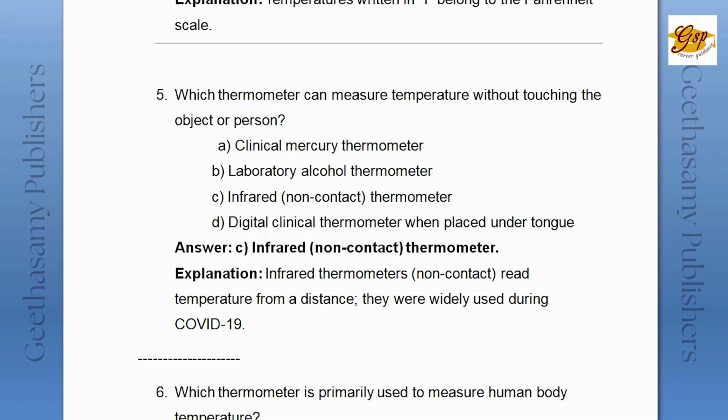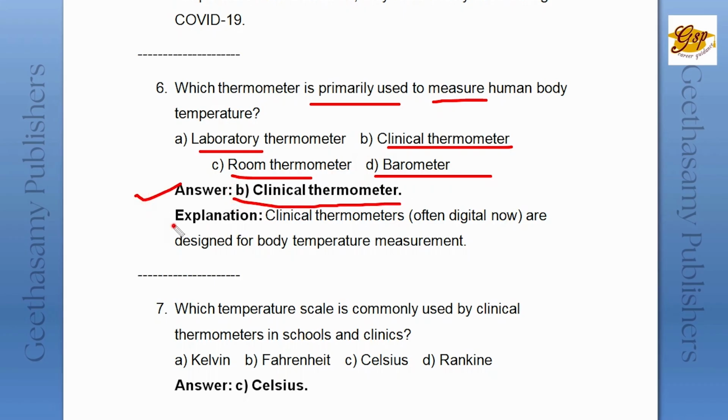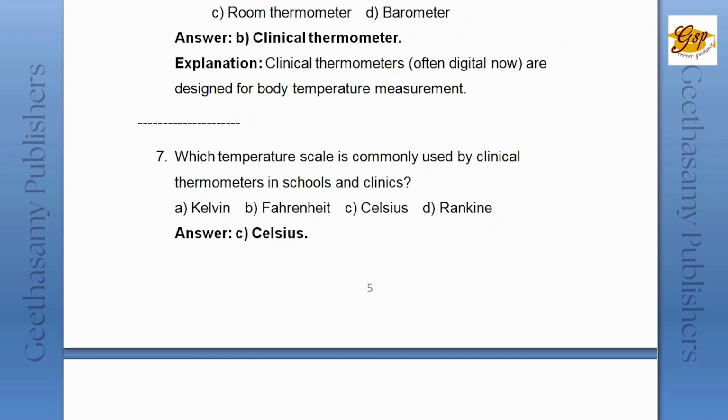It's very, very important. Then sixth question, which thermometer is primarily used to measure human body temperature? Laboratory thermometer, clinical thermometer, room temperature thermometer, and barometer. Answer is B, clinical thermometer. The explanation is the clinical thermometers, often digital now, are designed for body temperature measurement. Right?